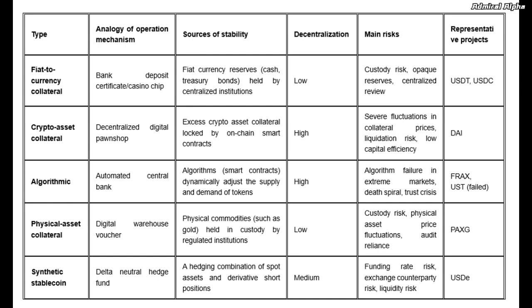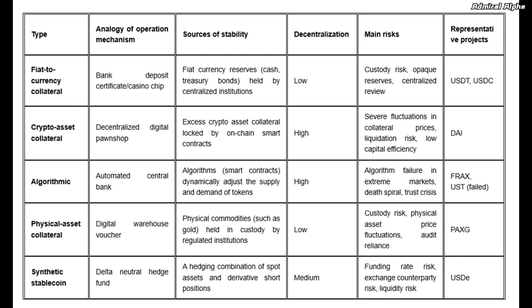Fiat collateralized stablecoins, the operating mechanism is like a bank deposit certificate, or casino chips. The source of stability is the fiat currency reserves, cash, treasury bonds, held by centralized institutions. The degree of decentralization is low, and the main risks are custody risks, opaque reserves, and centralized review. The main representative is USDT/USDC.